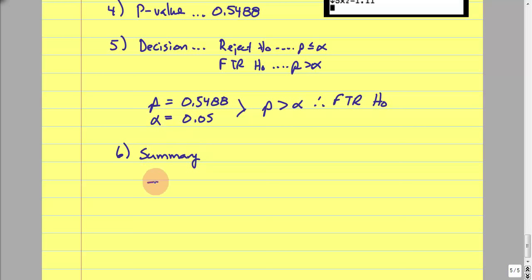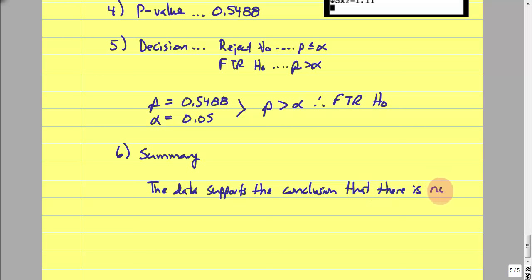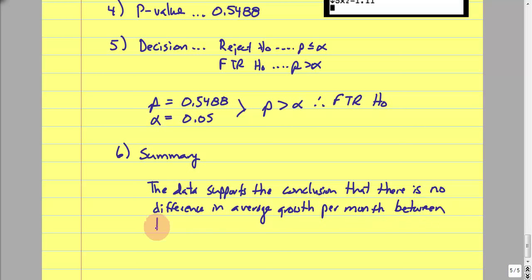So again, the data supports the conclusion that there is no difference in average growth per month between the two diets, the low protein and the high protein diet. So again, these are the types of conclusions you'll want to be able to come up with and write.